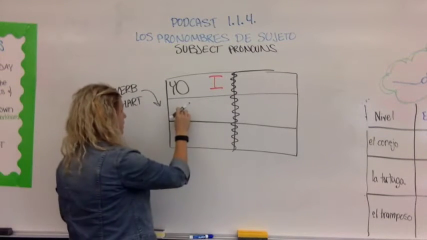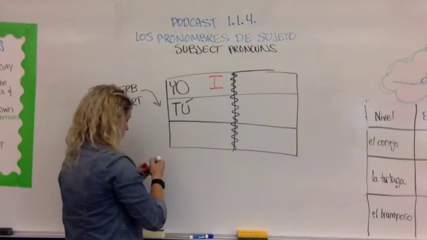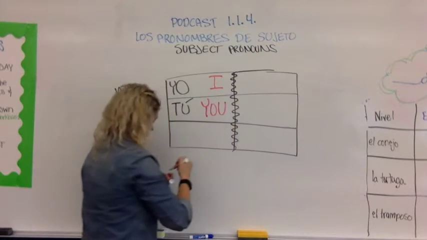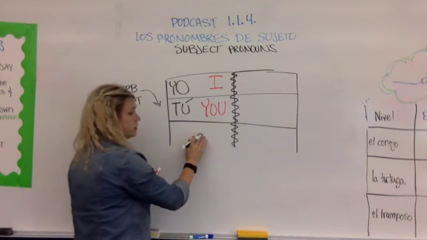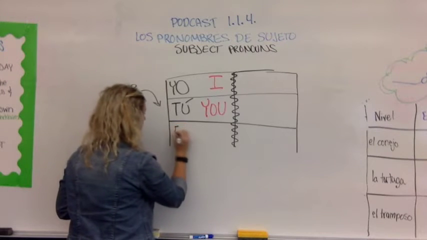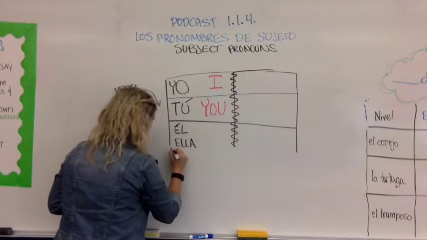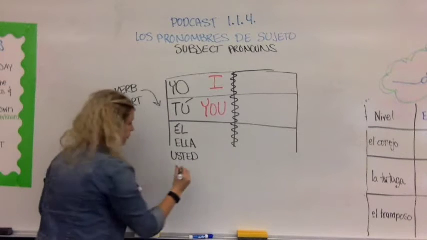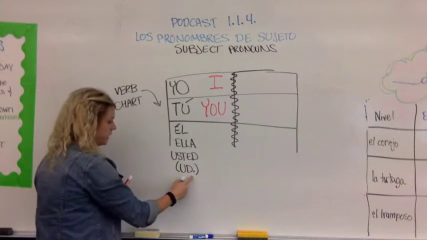The second box here is tú, which means you. I'm going to make this box a little bit longer so I can write more. This third box in your chart will have 3 subject pronouns in it. We will have él, ella, and usted. Usted will be abbreviated UD. So if you see UD, it's usted.